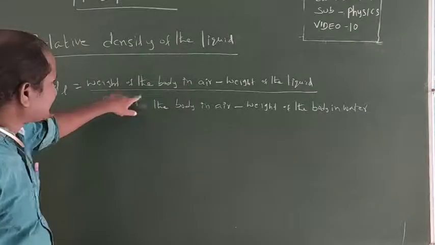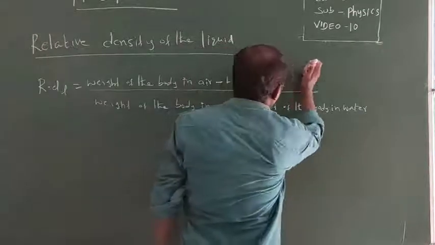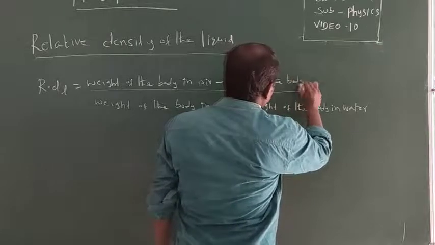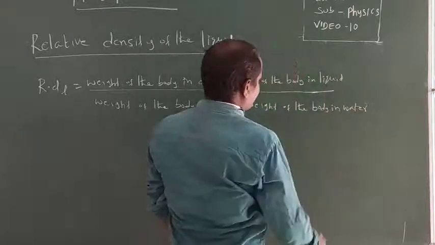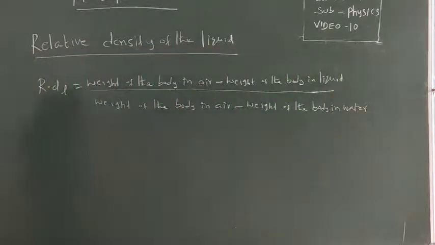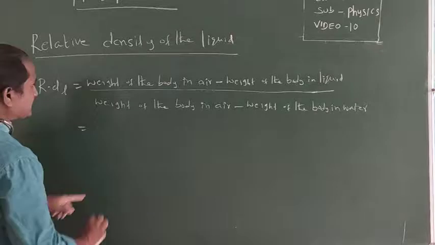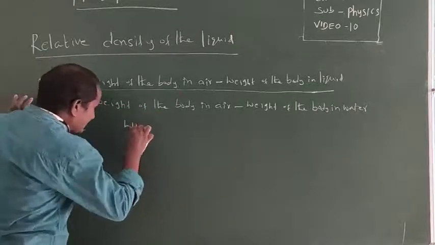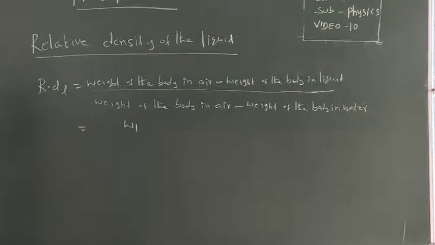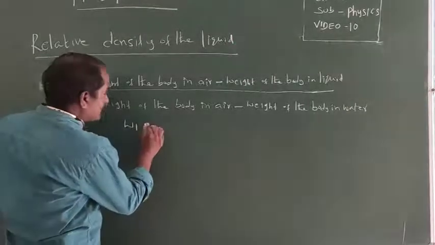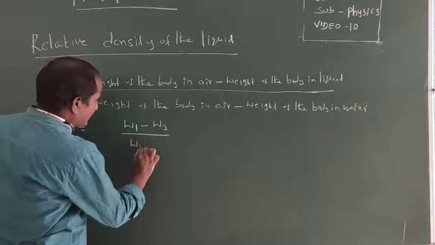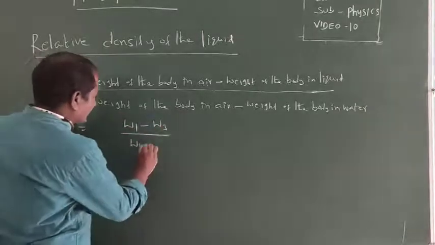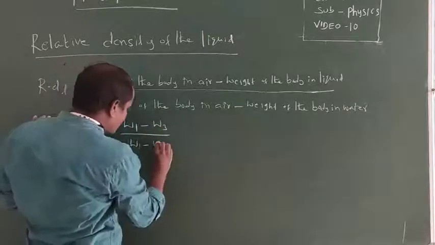RD of the liquid: weight of the body in air minus weight of the body in liquid, another liquid, not water here, by weight of the body in air minus weight of the body in water. So we know that weight of the body in air is W1, weight of the body in liquid, not water, is W3, and weight of the body in water is W2.